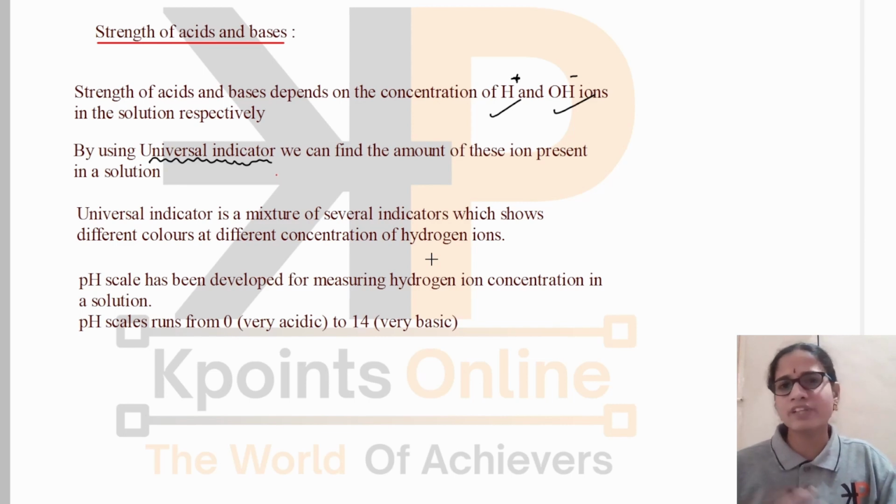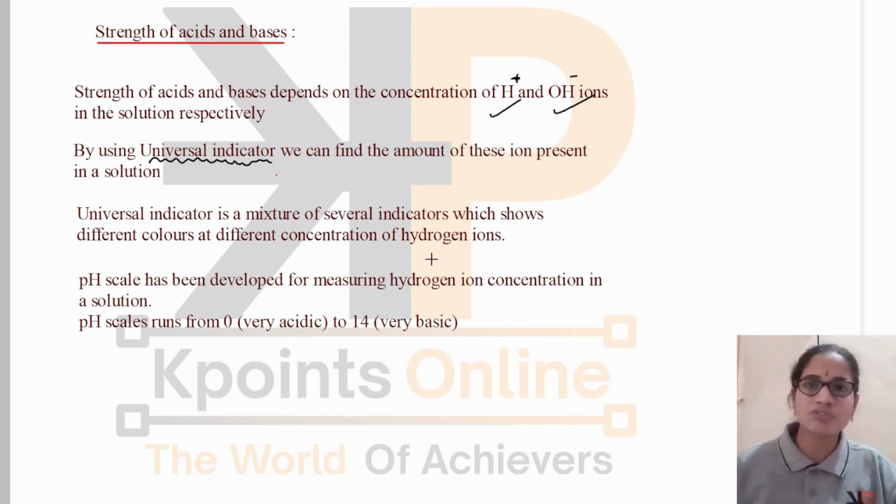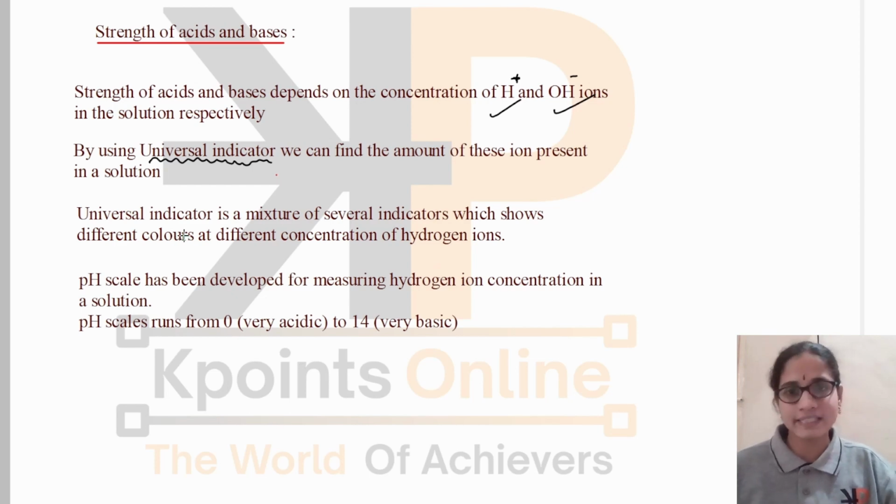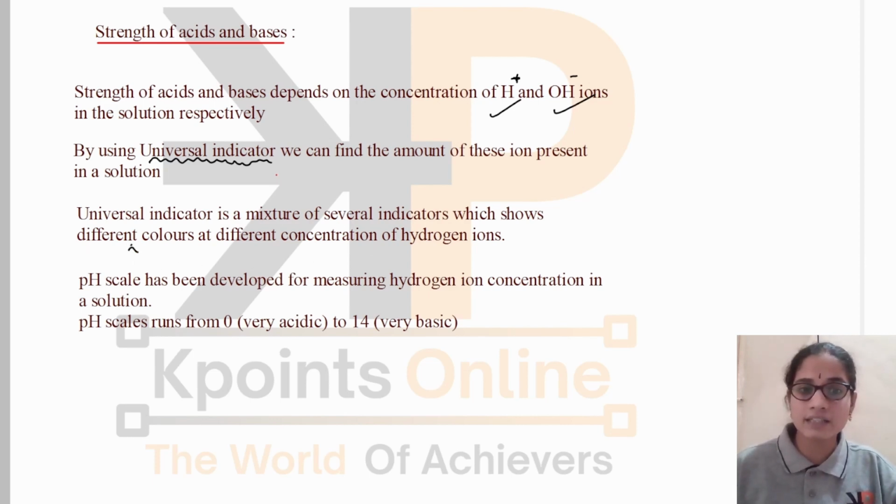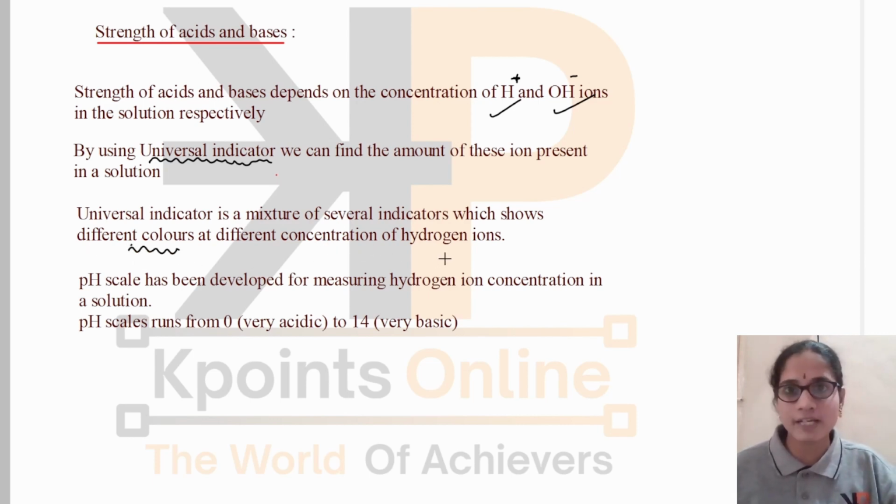Okay, from very weak acids to very strong bases also. Because of this, we will use a universal indicator. It is actually a mixture of several indicators and it shows different colors at different concentrations of hydrogen ions. By using this indicator, we will come to know how strong the acid is, and it is always convenient to measure the acidity of a substance in terms of its hydrogen ion concentration.